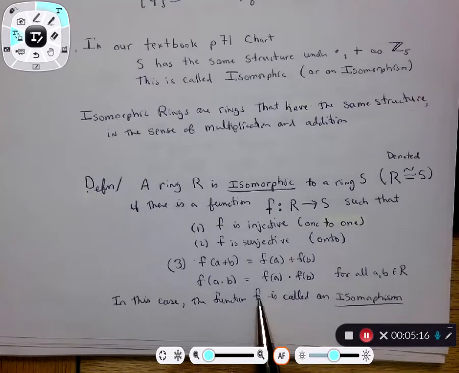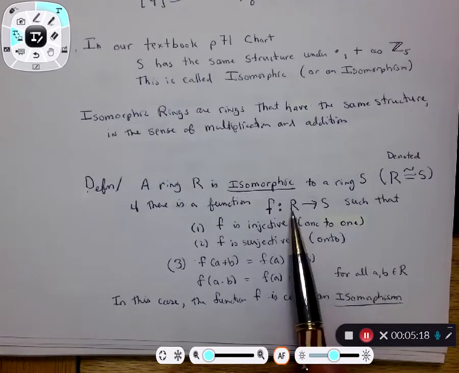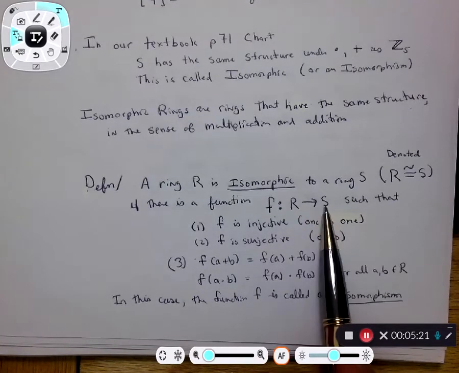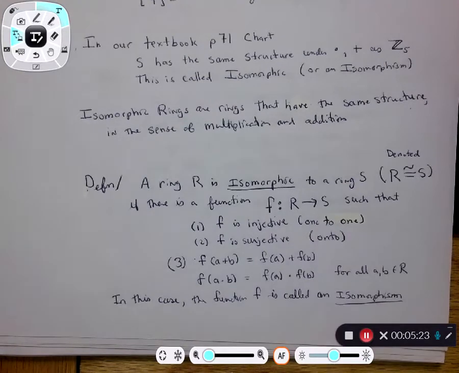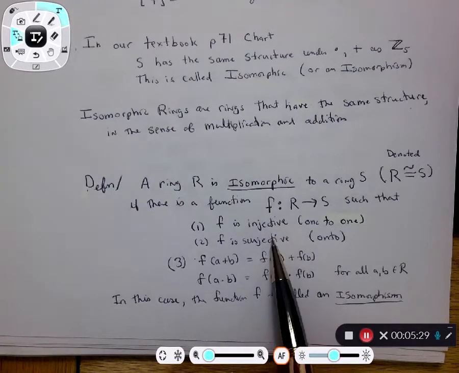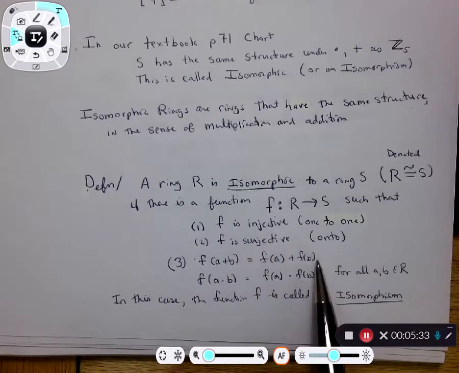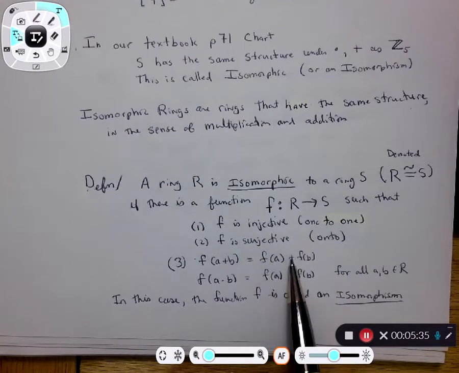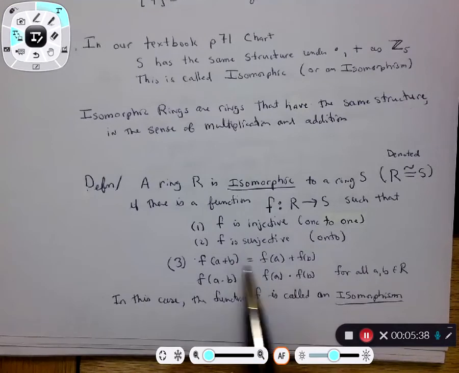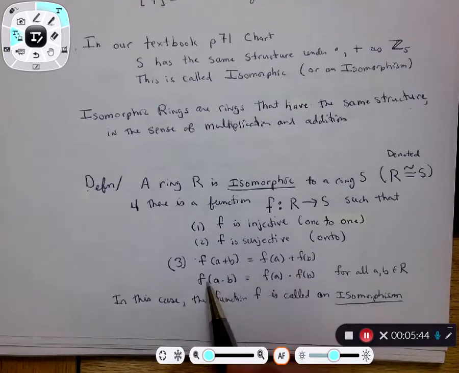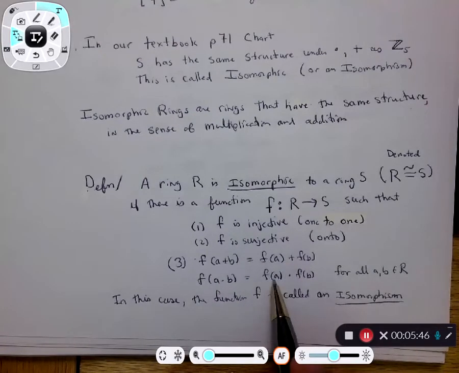So the function itself is the isomorphism. The two rings, as comparison to each other, are isomorphic. So you've got to have basically 3 things going on here. You've got to have the injective, surjective, that one-to-one onto idea, and this definition right here. This is not only mapping the elements in R, it's actually mapping the operation. So f of a plus b is equal to f of a plus f of b, and f of a times b is equal to f of a times f of b.